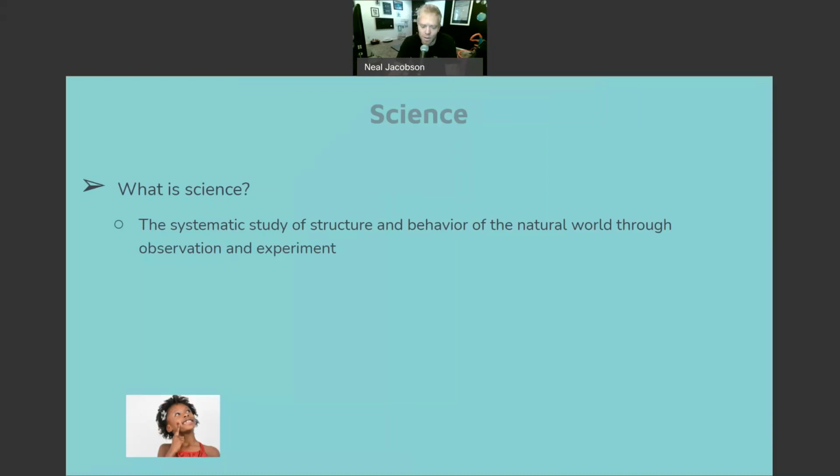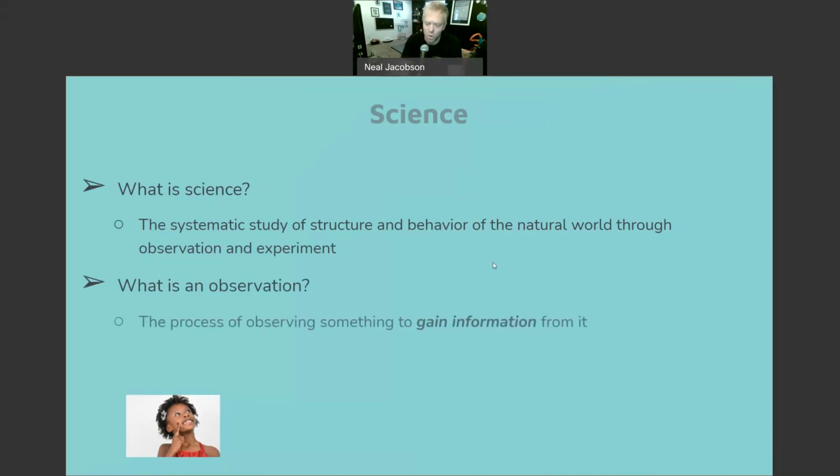And so what that means is that even if the experimenter believes something, hopefully the way they've designed the experiment, the outcome of that experiment will not be influenced by their beliefs. So it's removing the subjective from our knowledge of the objective. That's the idea of science. And it all starts with an observation. And an observation simply means that you're looking at something with the intention of gaining information from it.